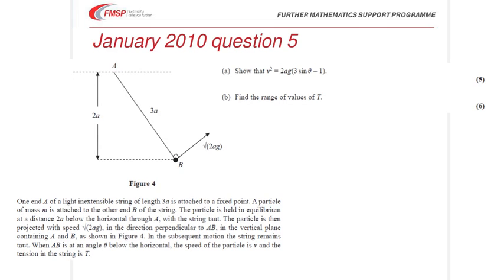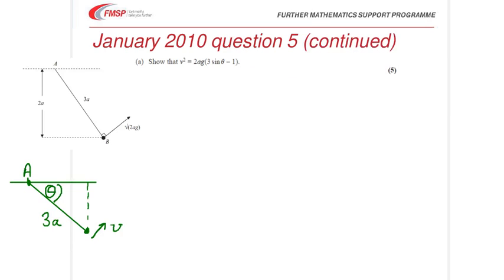So, it sounds like a simple question. You've just got to show an expression for v squared and find the range of values of t, but you have to be careful with this question. There's a couple of things about it. Firstly, let's just go to a new page where I've drawn it again, to show that v squared is this expression that they've got up here.